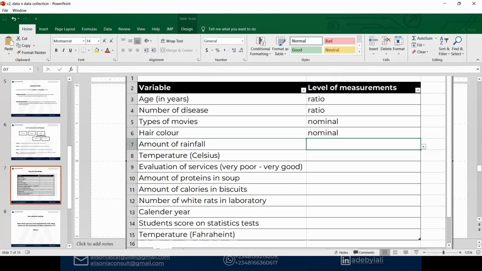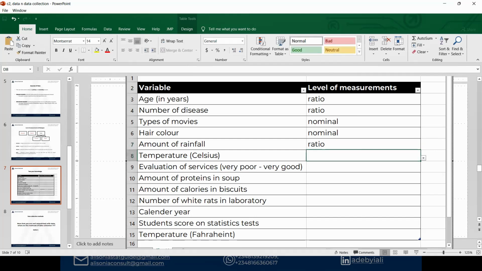Amount of rainfall. Is it ratio or interval? Interval. Amount of rainfall is interval. It is ratio. Is it raining over there? Hello? Is it raining over there? No? That means we have zero, isn't it? Yeah, you can have zero. Then that means there's no rain, isn't it? Yes. Ratio. In that sense, we have ratio.